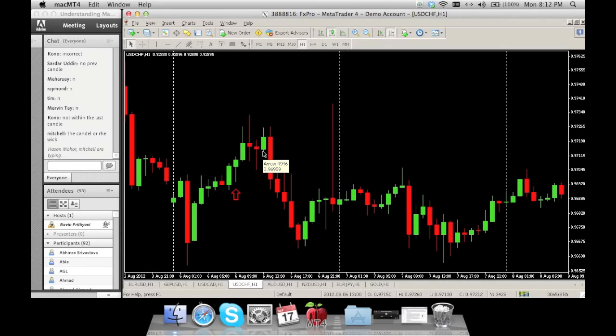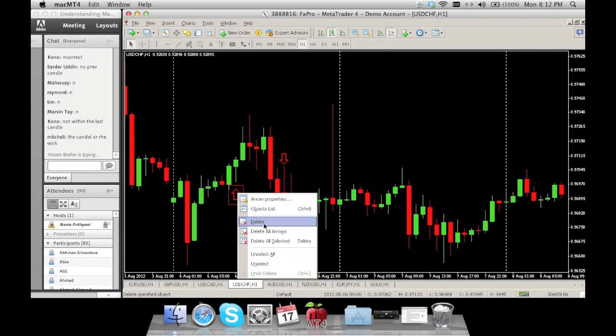Okay, now moving on to the next example. Now this one, trend continuation pattern or not? Let me remove this one so you don't get confused.